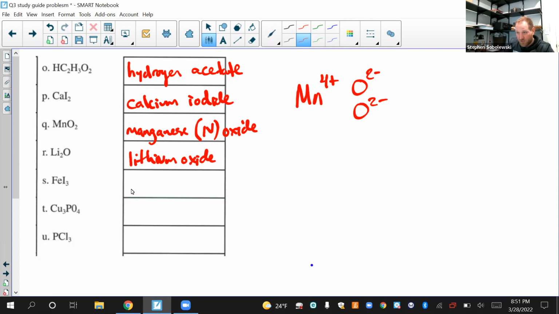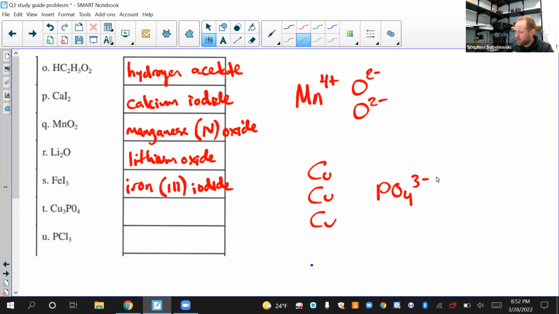FeI3, that's iron, and you have to figure out its charge. Well, since this iron is bonded to 3 iodides, it must have a 3 plus charge, so we say iron 3 iodide. Cu3PO4. Let's break this one down. So we have 3 coppers and 1 phosphate, PO4 3 minus. Well, in order for this to be balanced, what must each of these coppers' charge be? Well, it must be 1 plus. So the charge of copper is 1 plus. So we're going to say copper, Roman numeral 1, phosphate.